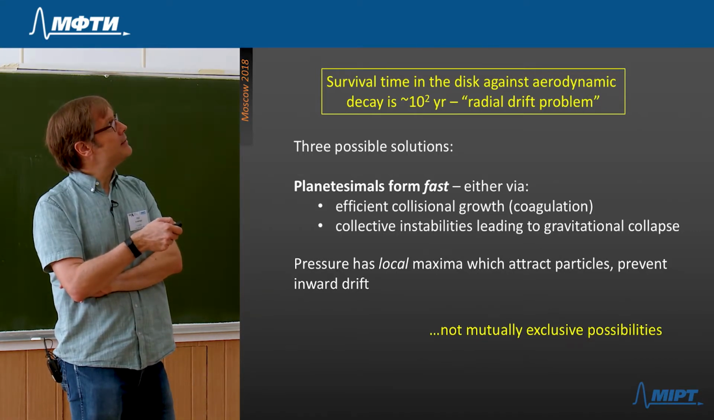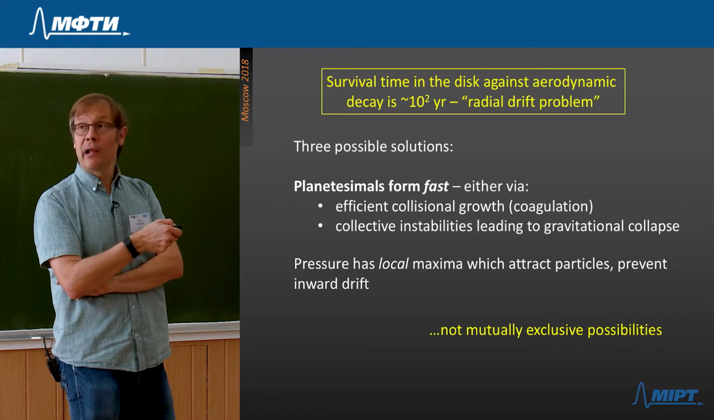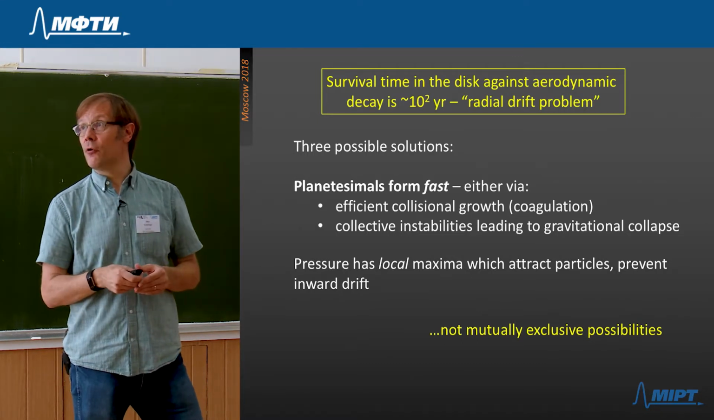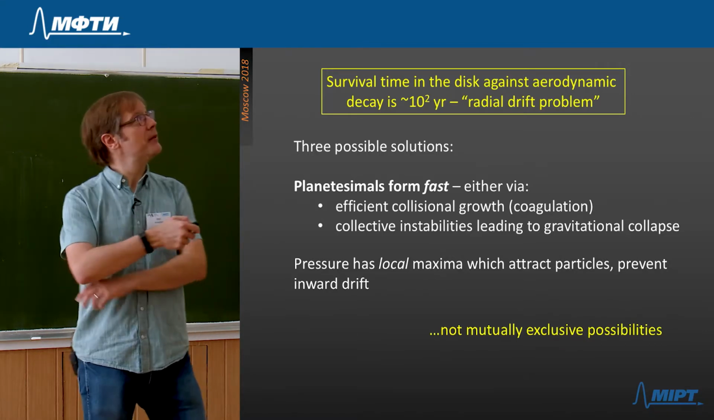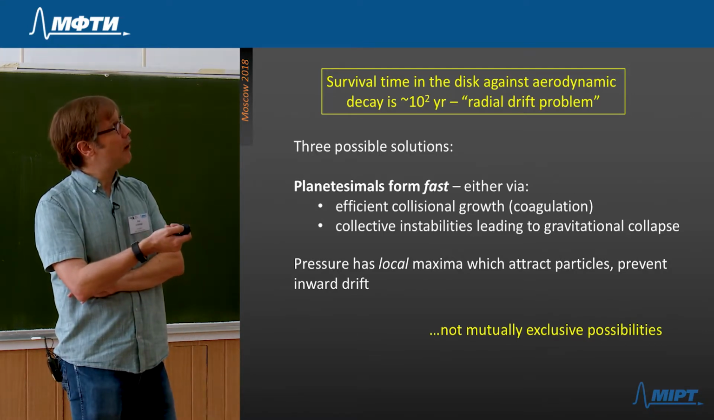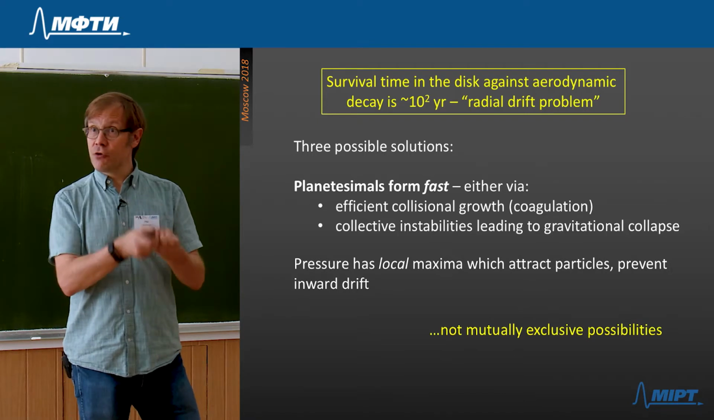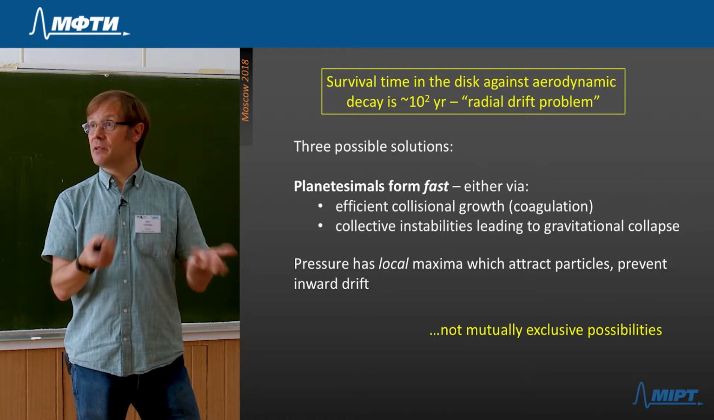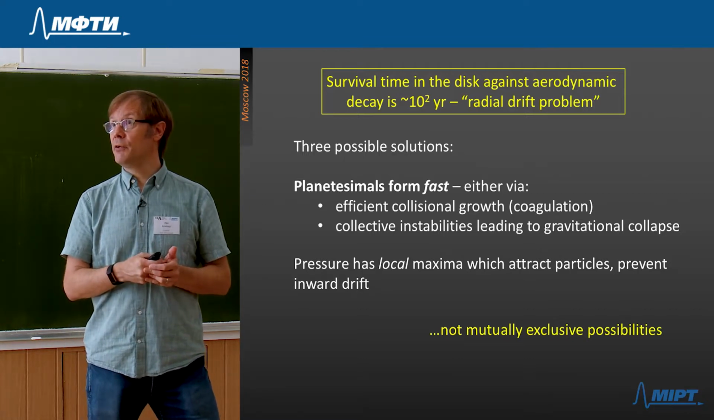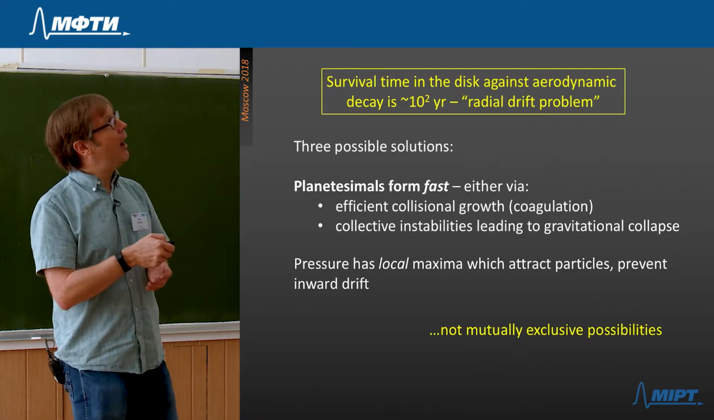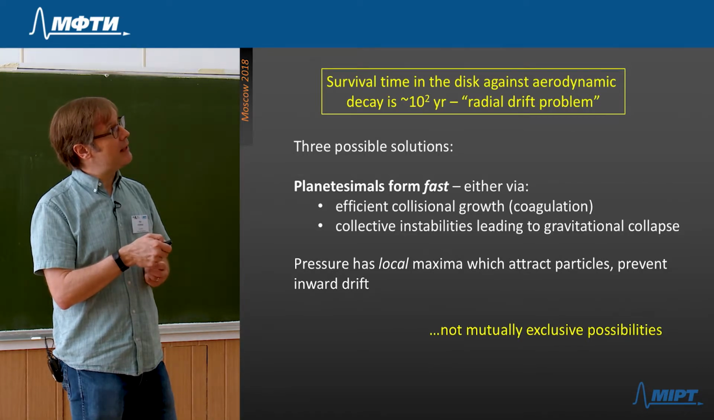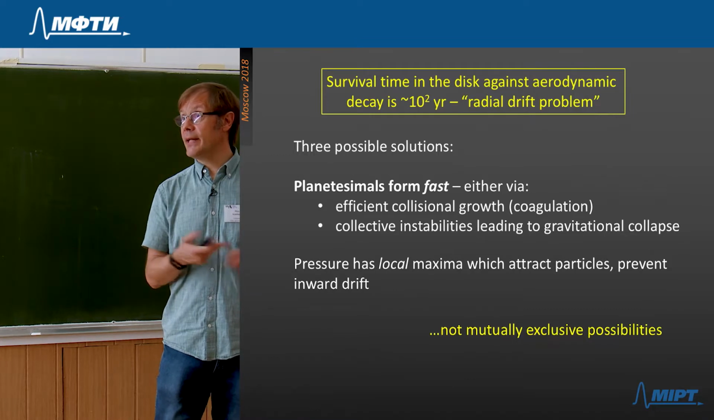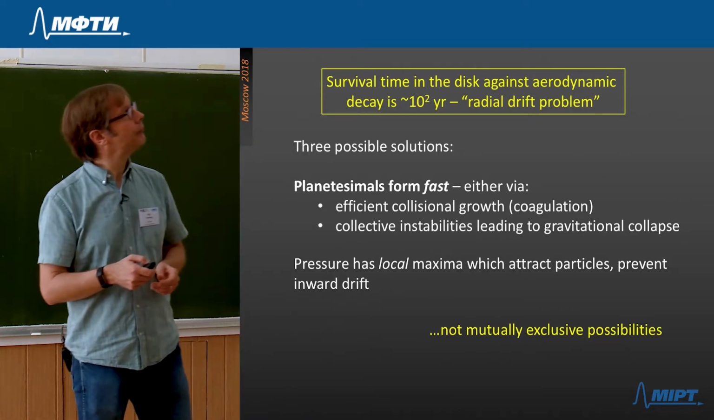One is that planetesimals, so kilometer-sized objects, form fast. That would be the obvious conclusion to draw from having this radial drift problem in the first place. And they could grow fast if collisions are extremely efficient, so whenever anything collides, it coagulates. That would obviously be the best circumstance for collisions. Or they can do it if we have collective instabilities which lead to gravitational collapse, which I will say more about later today and tomorrow.